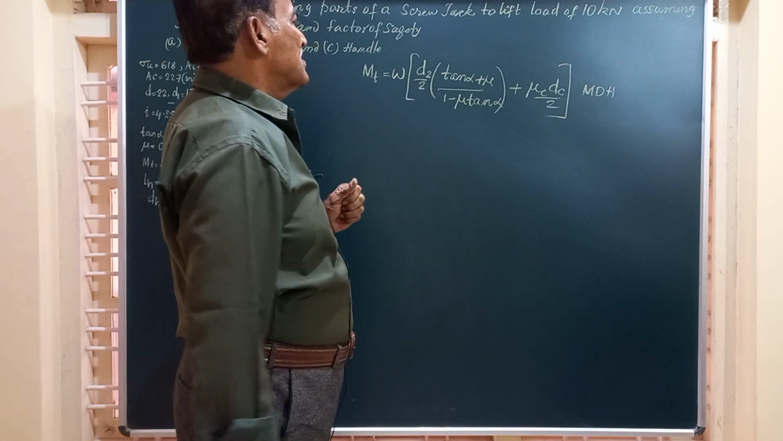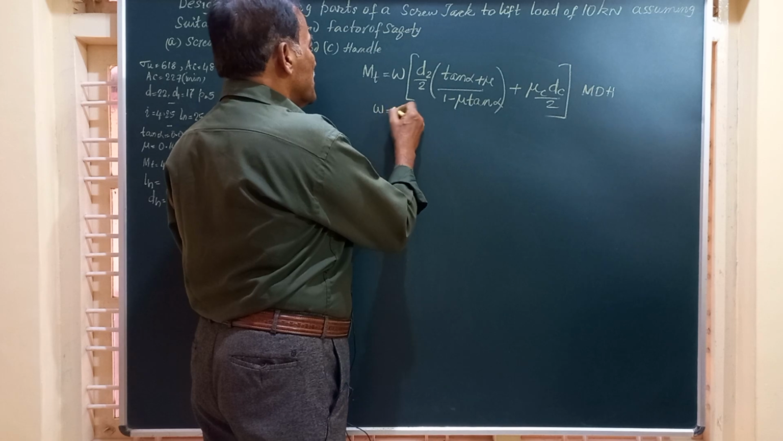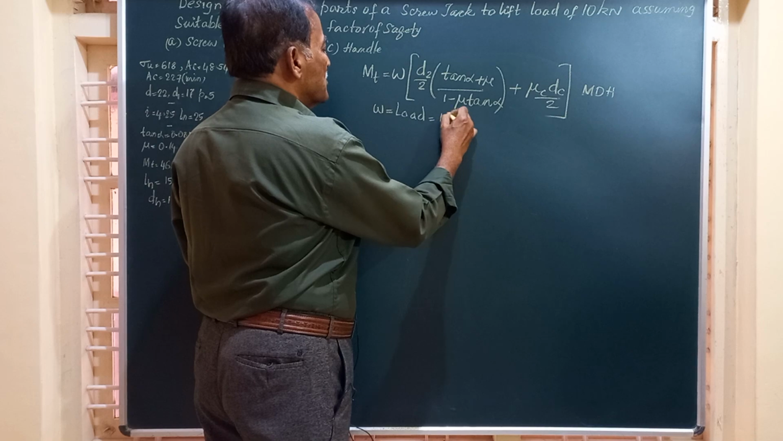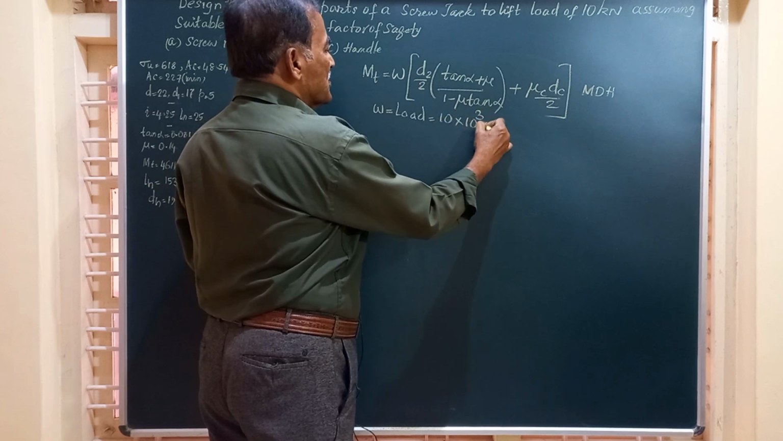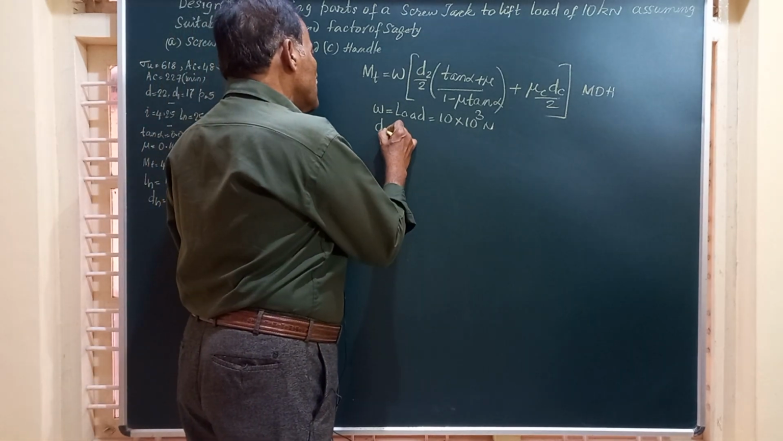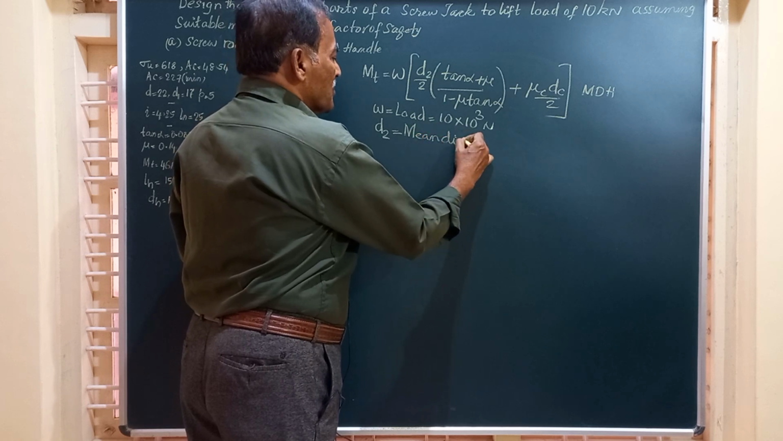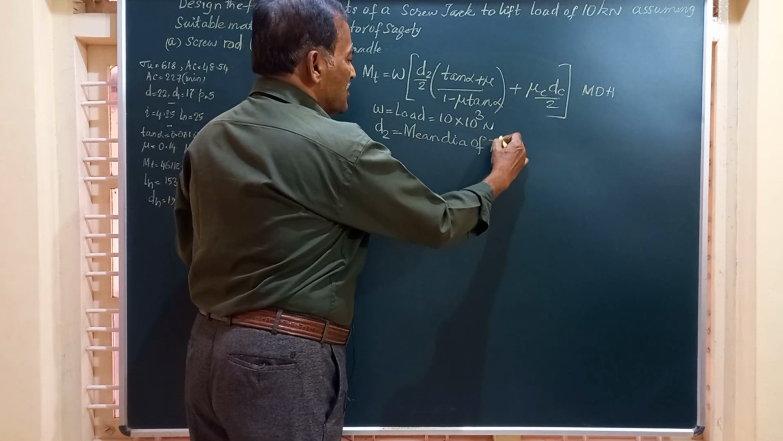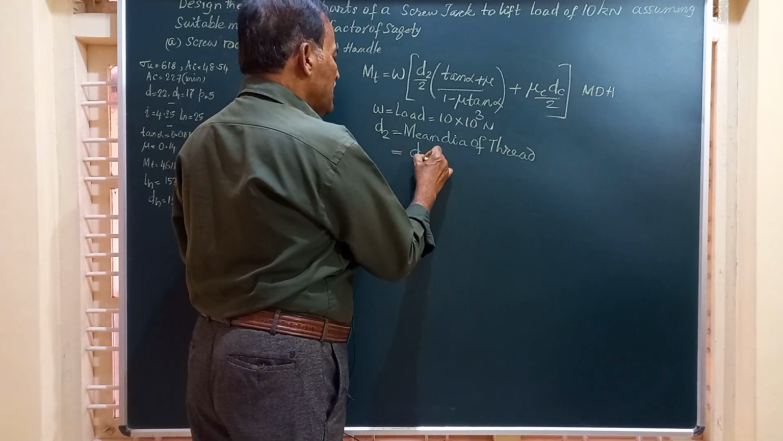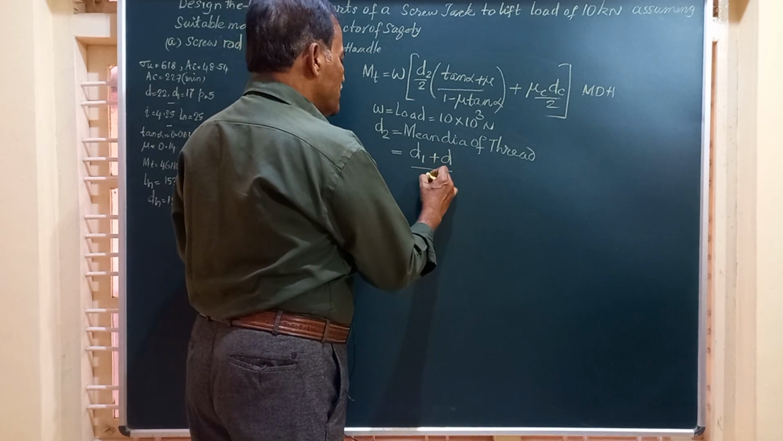Friends, let's see what these parameters are one by one. Here W is the load, that is 10 into 10 to the power of 3 Newton. That is given in the question itself. D2 stands for the mean dia of the thread or the screw rod. That is given by outside dia plus inside dia divided by 2.